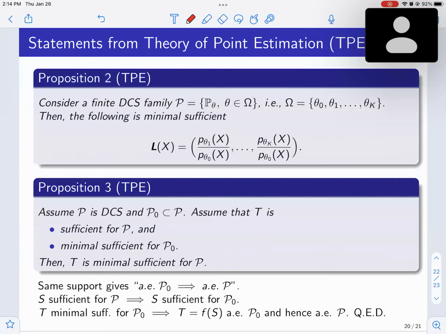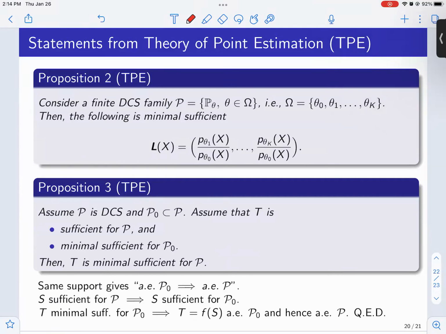There are some, let's say, formal statements. This is from Theory of Point Estimation. Basically, this is a formal statement of what we've seen before. If you have a dominated family with common support, and the family is finite, so this omega here has this form, there are k plus 1 parameters, then this vector of likelihood ratios is sufficient. If you want a formal statement, look at Theory of Point Estimation. This is one such example. We already sort of proved this. If you fill in some of the details that I mentioned, this is what we proved.